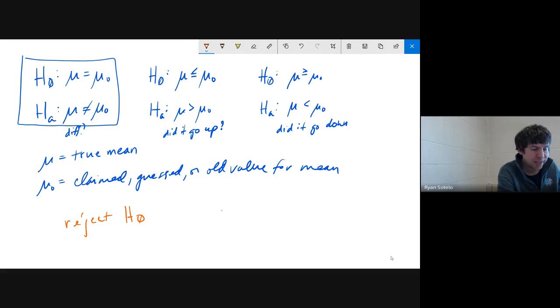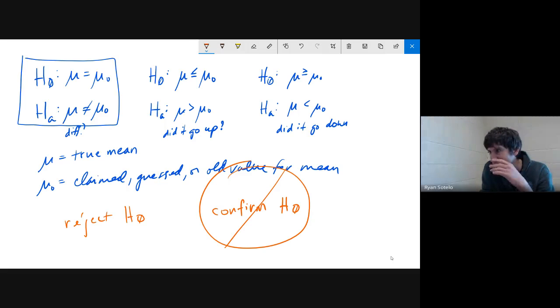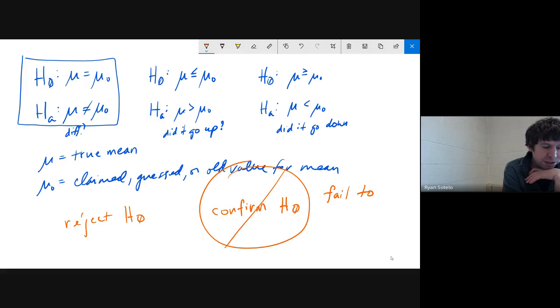Your other option, you would like to think that you have confirmed the null hypothesis if you do not find enough evidence to suggest that there's a change. But this is never an option. You're never going to confirm something as true. You can eliminate it. You can say that I have significant evidence that it's not true. But if you do not have significant evidence that it's not true, that does not mean that you have significant evidence that it is true. It doesn't mean that it is true. So your options are reject the null hypothesis or fail to reject H0.